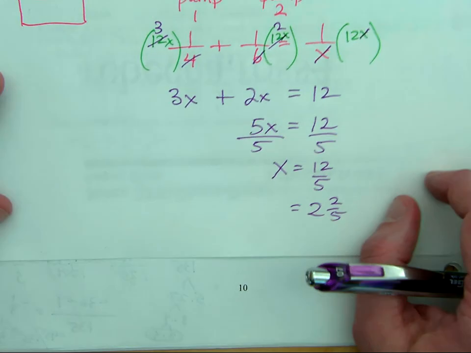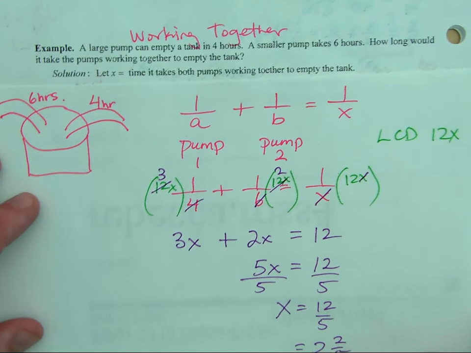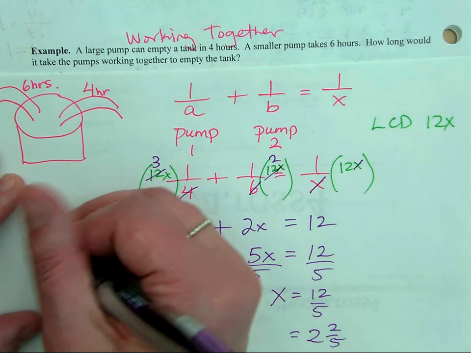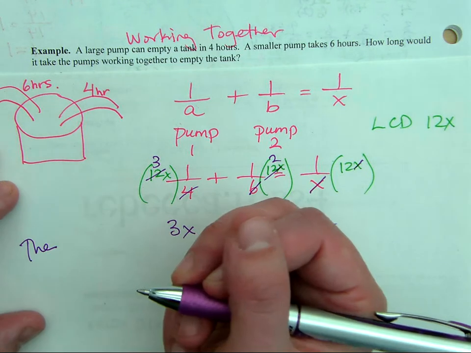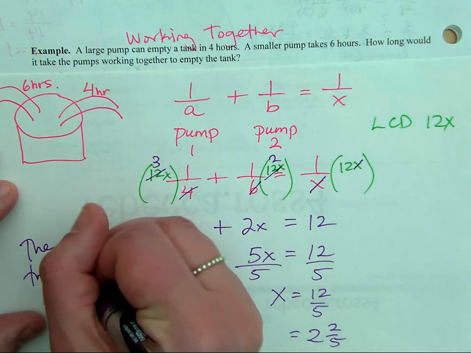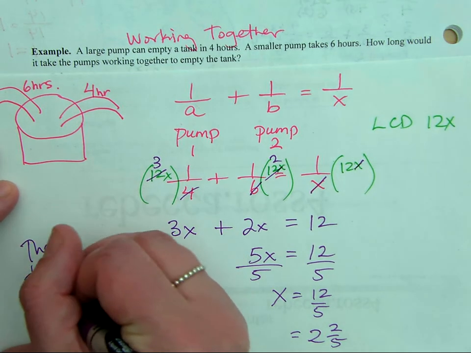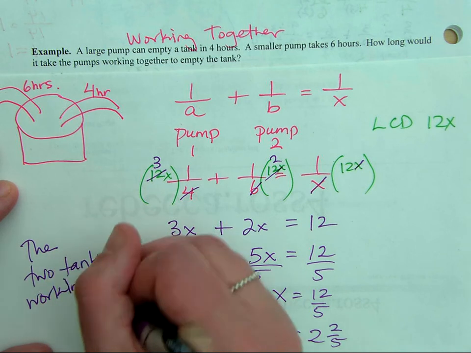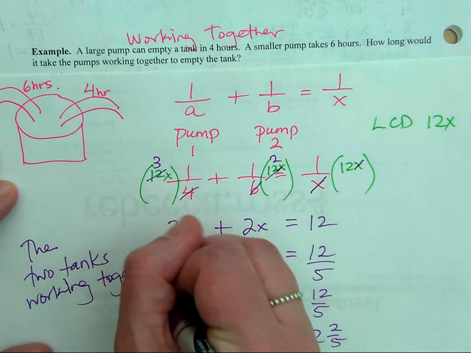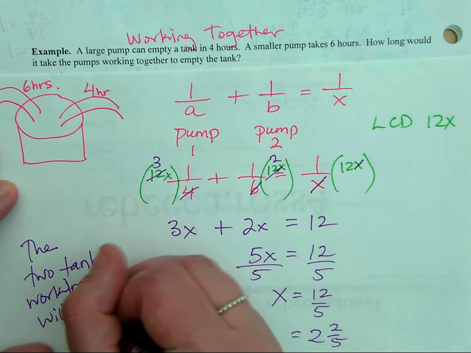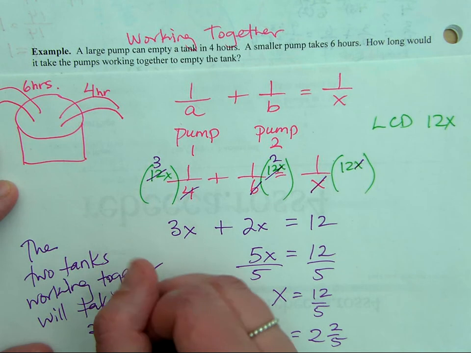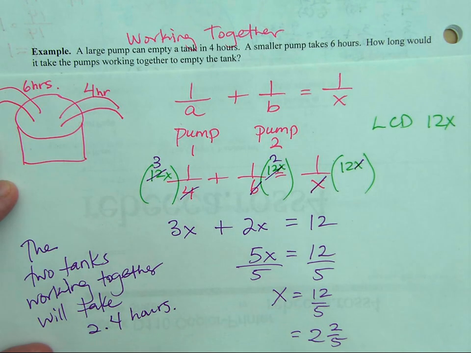So we would answer the question. Let's go back to the question then. Working together, the two pumps working together will take 2.4 hours. And by the way, that's not the same thing as 2 hours and 40 minutes, right? Because the 0.4, we could say 40% of an hour, whatever that is.